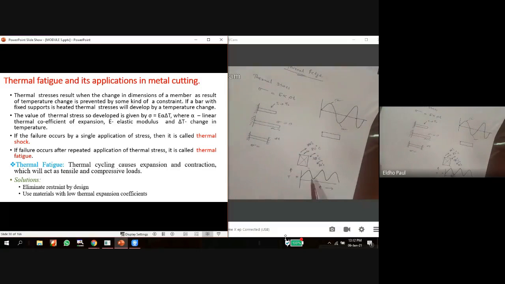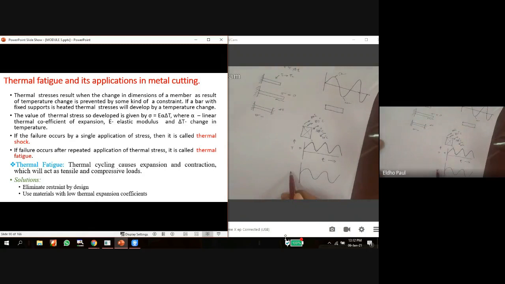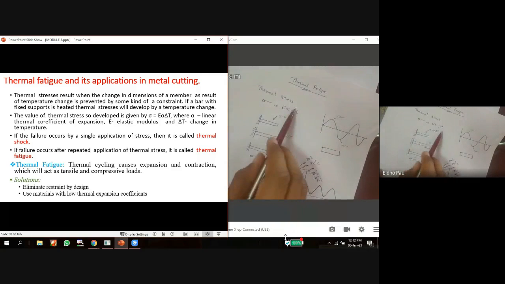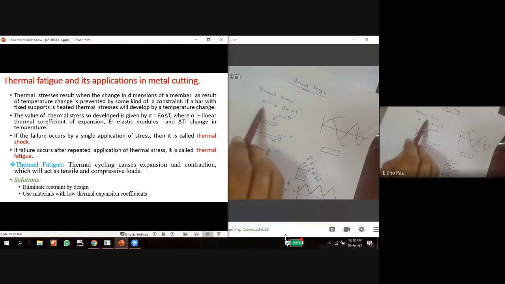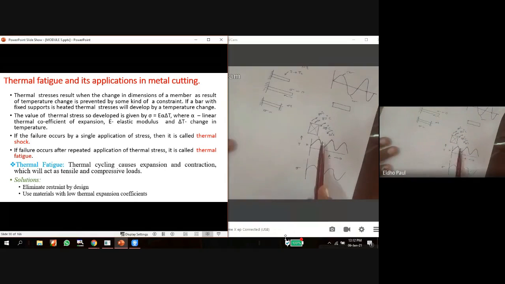Yes. Here the temperature variation is in a cyclic manner. Corresponding to this cyclic temperature change, the thermal stress also will vary in a cyclic manner. So the stress also varies with respect to temperature variation. Based on this formula, when the temperature is varied in a cyclic manner, the stress also will be varied in a cyclic manner. So this is the temperature variation, and this is the stress variation. This type of temperature variation can be seen in different engineering applications.